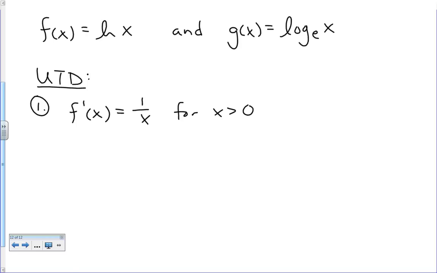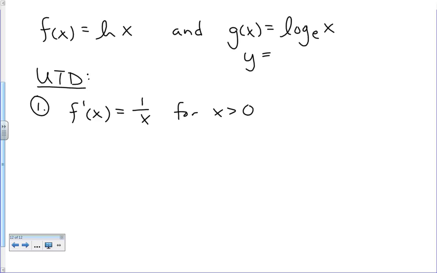All right. For the second function here, g of x, we actually proved this earlier, but I'm going to go through and prove this again. We proved it back in chapter 3 what g prime of x is equal to here. But let's go through and show you how to do that. That's using implicit differentiation.